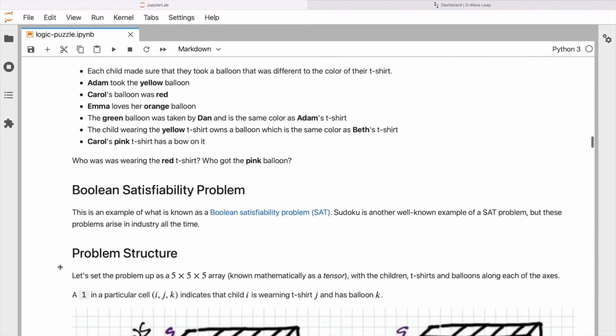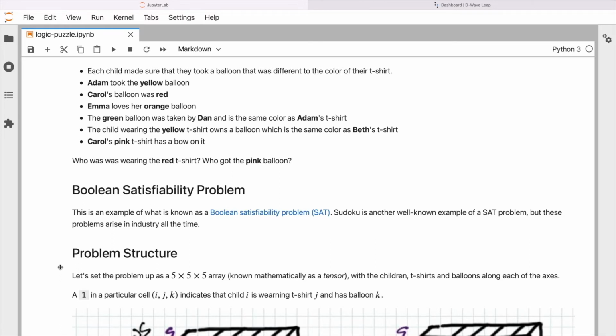So this is an example of what's known as a Boolean Satisfiability Problem, or a SAT problem. And other well-known examples that you may be familiar with include Sudoku, if you're a puzzle fan. But in fact, these arise all the time in industry. They're used to solve scheduling problems and many other types of problems. So very, very applicable and certainly much more difficult than the one we have here.